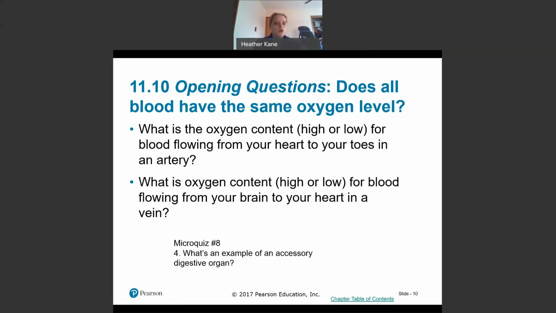So question number 4 of microquiz number 8. What is an example of an accessory digestive organ? An accessory organ. List multiple examples if you want, but the first example must be the most accurate. If the first example isn't an example of an accessory organ, then it's going to have to be marked wrong.